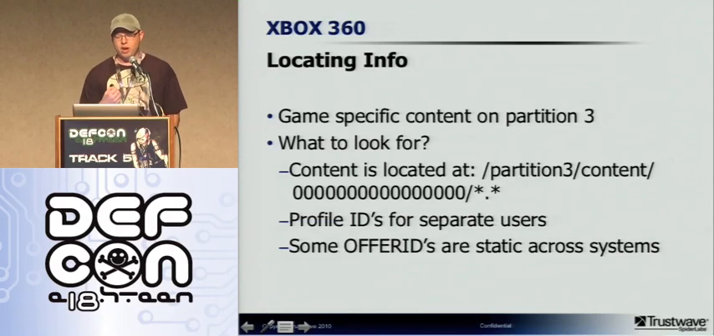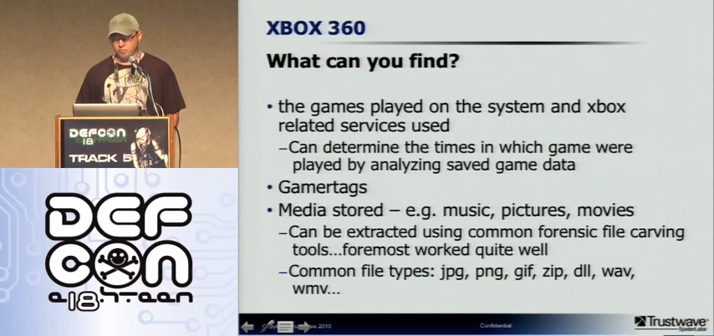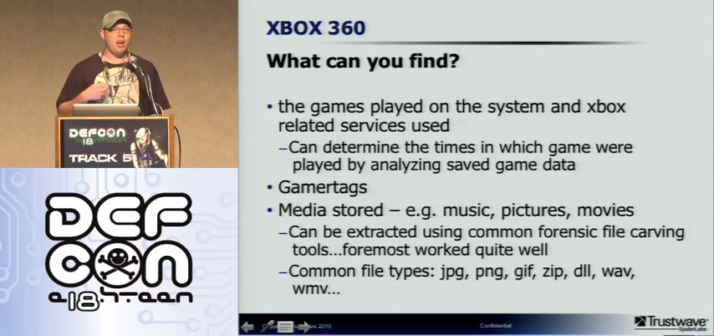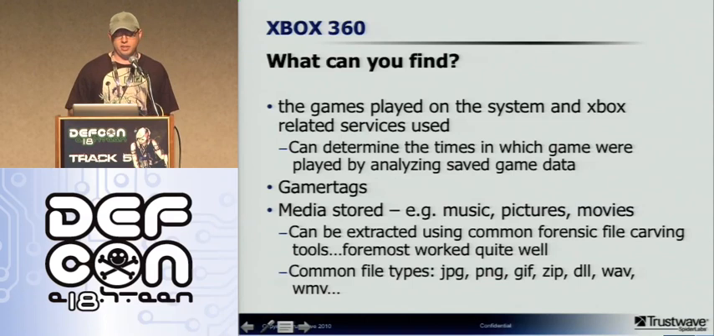Really, what to look for is just some bullets, reiterating what I already said. What can you find? Obviously, you can find the games that were played on the system. You can determine when they were played, at what times, when a save was generated. You're going to find gamer tags, who is on this person's buddy list. And gamer tags are public information; you can simply look it up and get this information. And again, media stored: music, movies, pictures. Tools like Foremost, all that stuff, will work quite well.